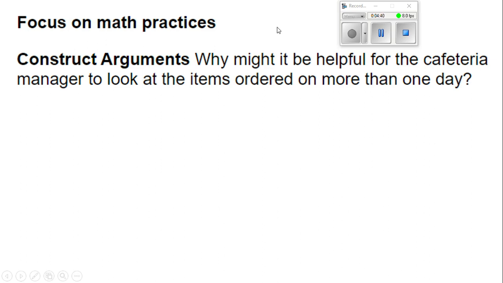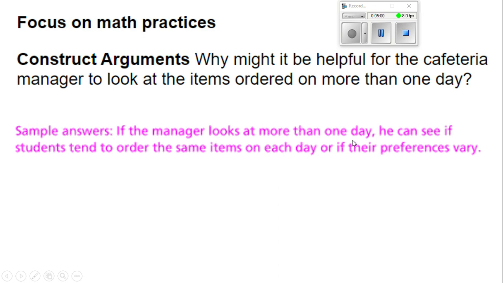On one day, a lot of people might be ordering something. Let's say it was Friday, and the Catholics were out saying they can't eat meat, so they bought a bunch of the fish tacos. Well, that doesn't mean that every day fish tacos are the most popular thing, right? So if the manager looks at more than one day, he can see if students tend to order the same items on each day or if their preferences vary. So just like with the example, we want to make sure that we're looking at a broad spectrum of days and seeing exactly what percentage of things are being sold more than others and average that in.